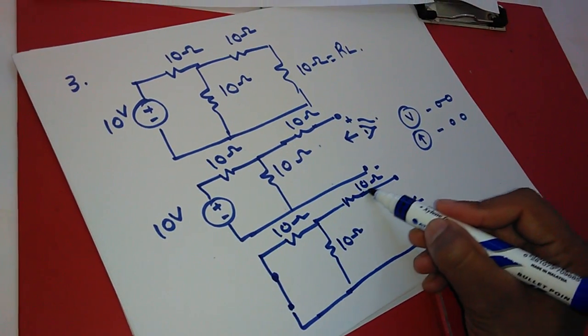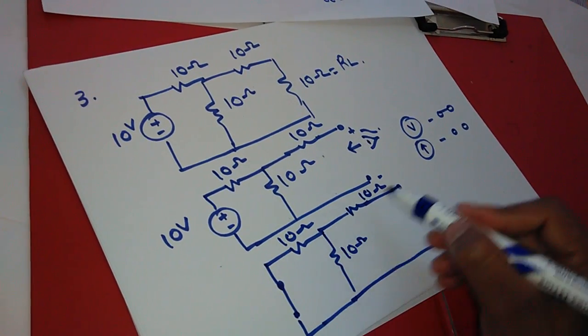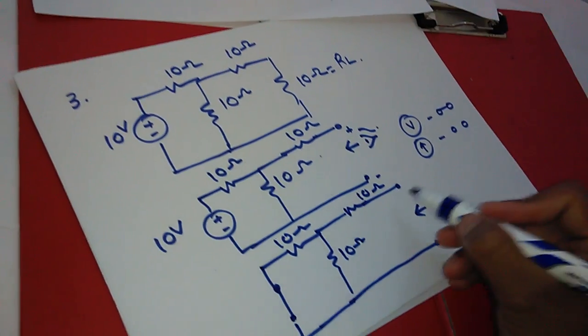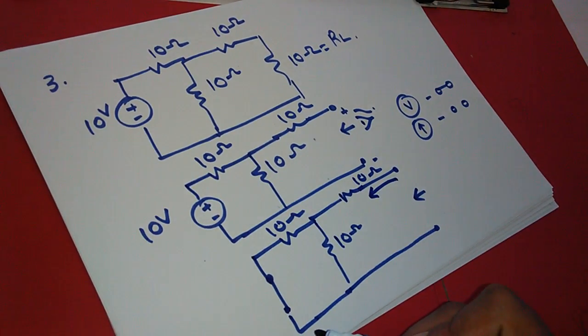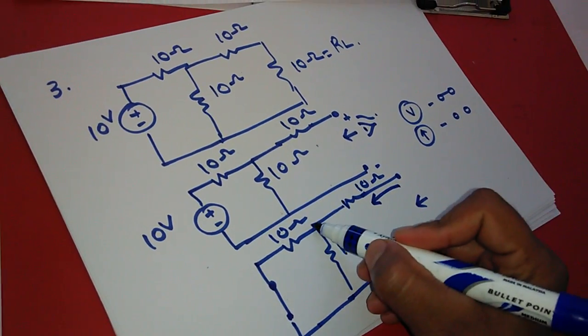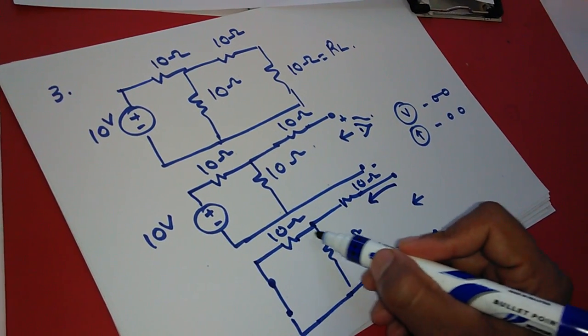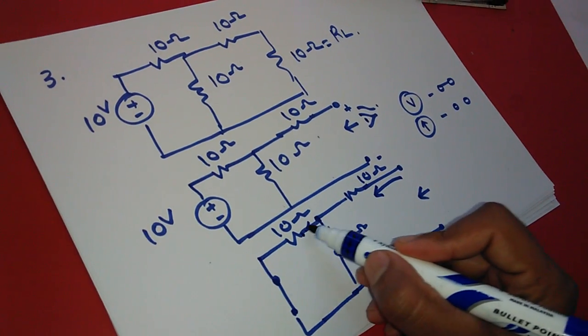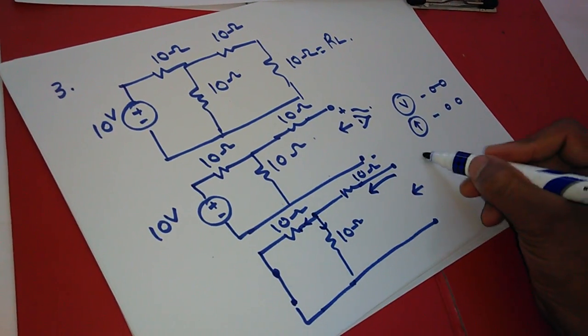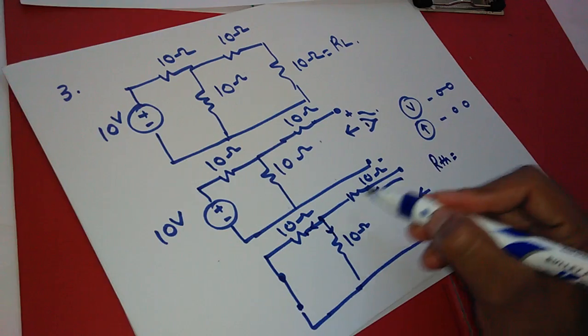Now we can find out the RTH easily. The resistance can be calculated according to the flow of current. So current is flowing from this direction, from the imaginary battery. The current going to this point is divided, so these two become parallel because the current divides here. So they are in parallel condition, so that 10 and 10 will be parallel.